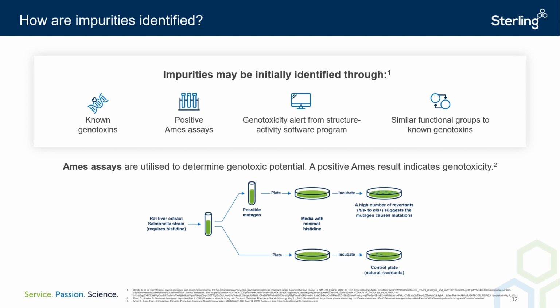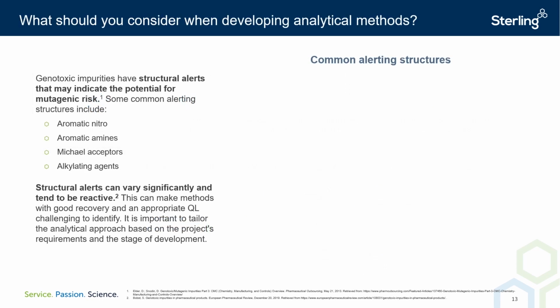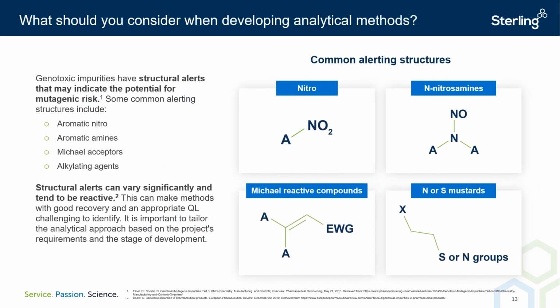In short, a positive Ames test indicates genotoxicity. Structural alerts are a key indicator of genotoxic potential. There are a range of structures that should prompt further testing, but some of the most common ones are aromatic nitros, aromatic amines, Michael acceptors, and alkylating agents. Some examples are shown here.